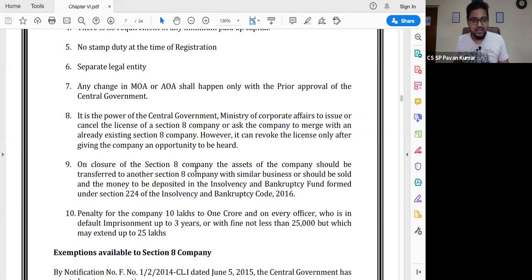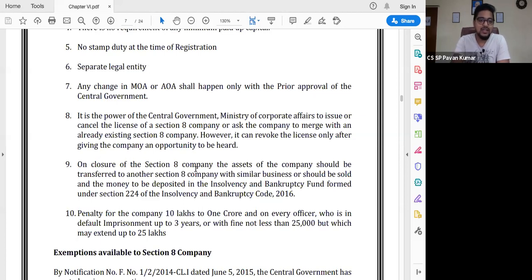On closure of a Section 8 company, the assets of the company should be transferred to another Section 8 company with similar business, or it should be sold and the money should be deposited in the insolvency and bankruptcy fund, which is formed under IBC. So even though the Section 8 company gets closed, the funds cannot be taken outside. It has to be either transferred to another Section 8 company, or the assets have to be sold and the remaining funds have to be transferred to the insolvency and bankruptcy fund, which is formed by IBC 2016 under section 224.